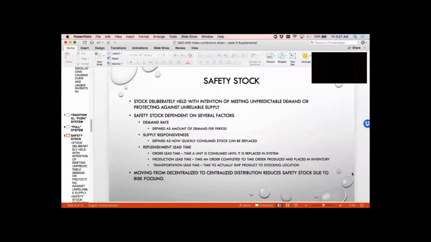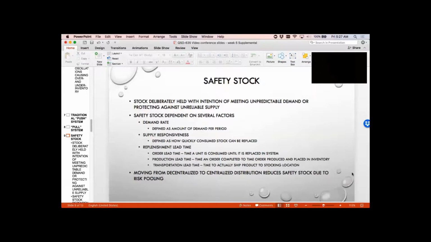And when we set safety stock, there's a nice equation that they use in 42, which is very helpful. But we have 3 factors that we consider. We consider the demand rate: how much demand per period. Response is basically how quickly we are able to replace the stock. This deals with our lead time, and replenishment lead time has 3 factors inside. Now, I tend to view these in addition to lead time. So basically, this is pretty much the whole lead time right here.